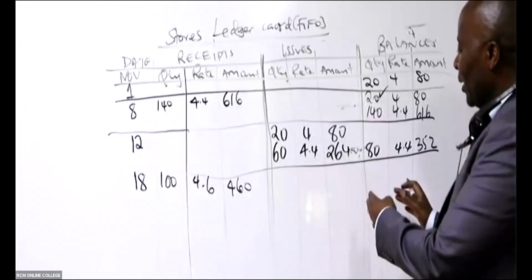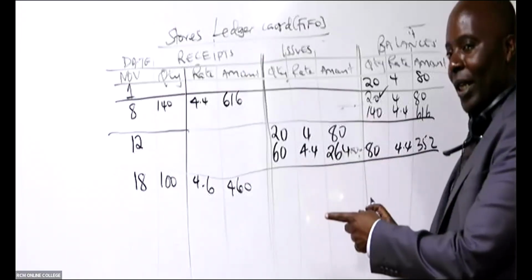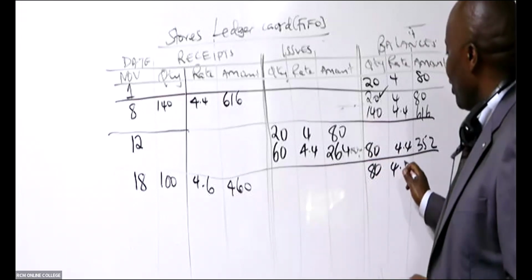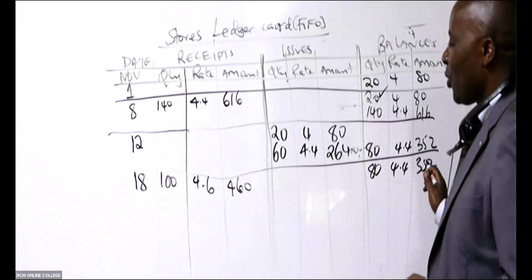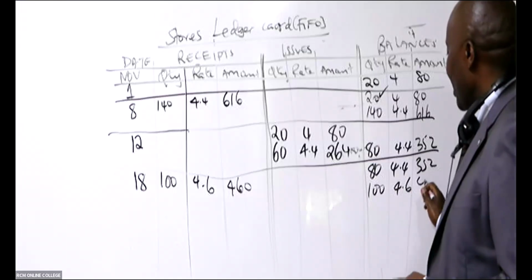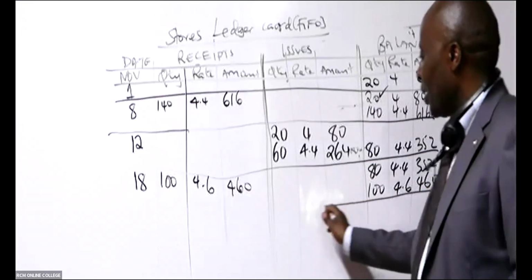So able to update balance. So utasema 80 plus 100 kweli? No, zinakuwa tofauti. So hapa itakuwa 80 at 4.4, 352. And then now we have here 100 at what here, somebody? At 460.